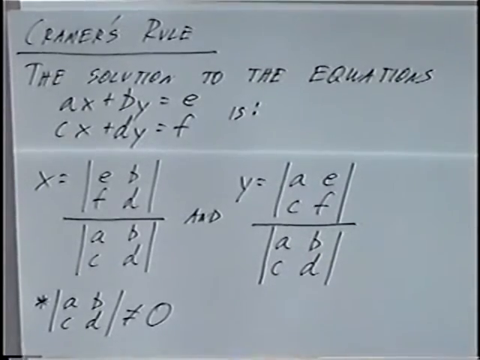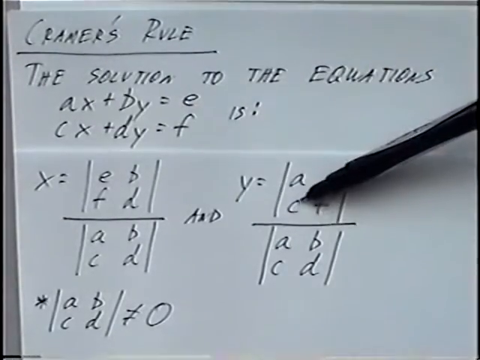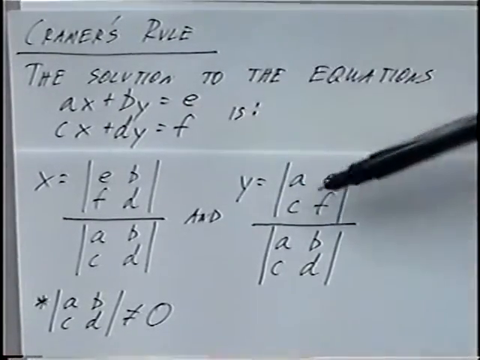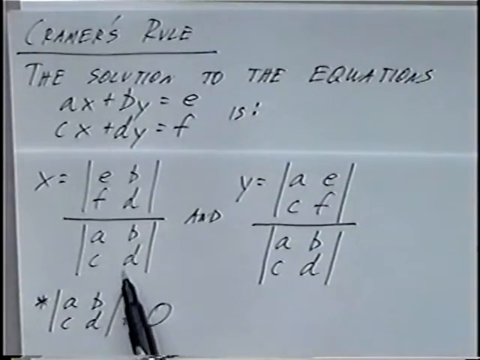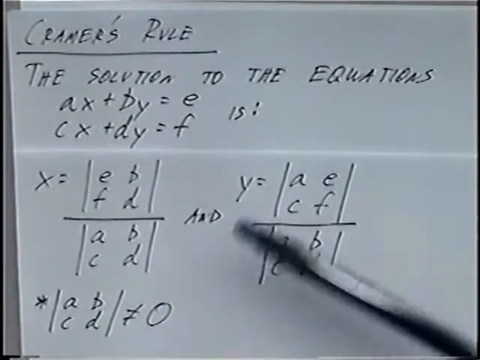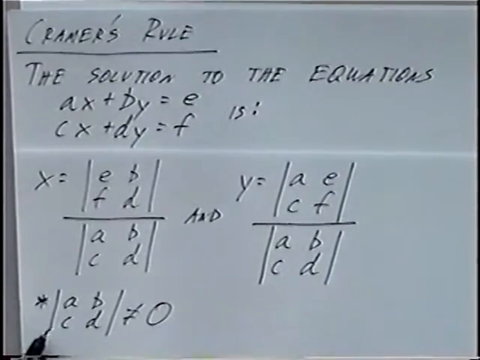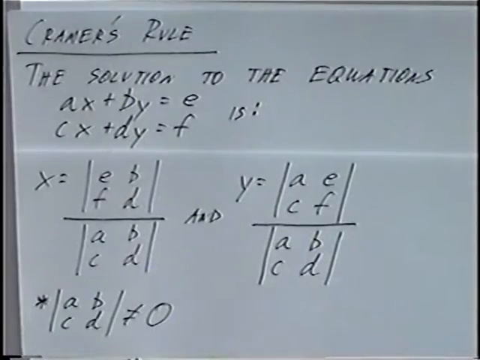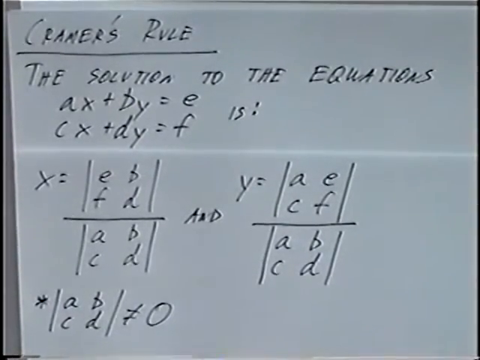Likewise, the solution for y would equal: we'll take a and c, which are the coefficients in front of x, and use the numbers that the equations are equal to complete the determinant, divided by the same determinant as x, made from a, b, c, and d, which are the coefficients of x and y. Solving these determinants and dividing them out, you can find the solutions of x and y. One special case is that the determinant of a, b, c, d cannot equal 0, otherwise your denominator would be 0 and your solution would be undefined.